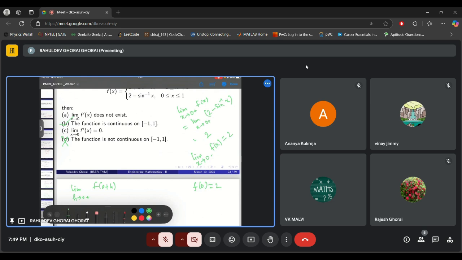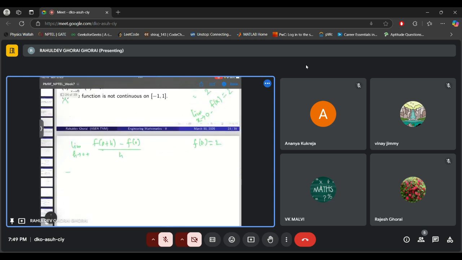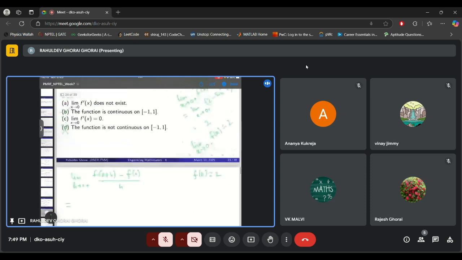Are you talking about this one? Over h, and also we'll evaluate h tends to 0 minus. Are you talking about this? Yes, sir. Okay, so then limit as h tends to 0 plus, what is f of 0 plus h?